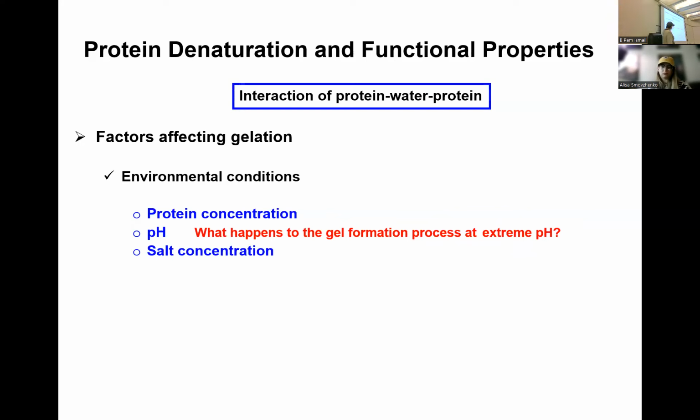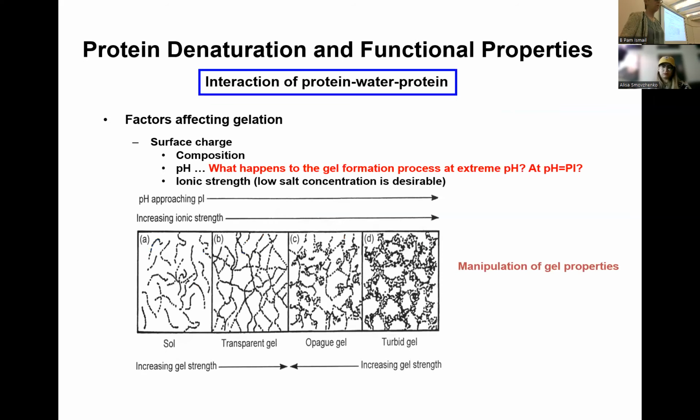pH. So what happens to the gel formation when you have extreme alkalinity or extreme acidity? You don't have a gel, it's very, very soluble. So here, as the pH approaches the isoelectric point, and as you increase ionic strength.